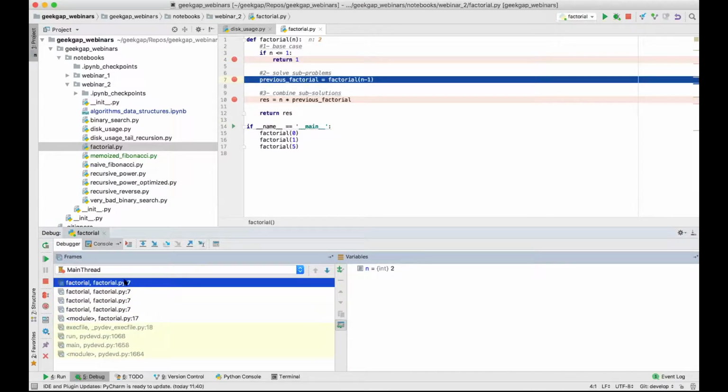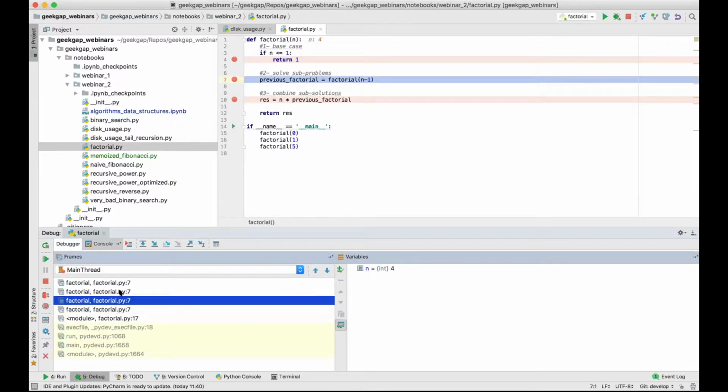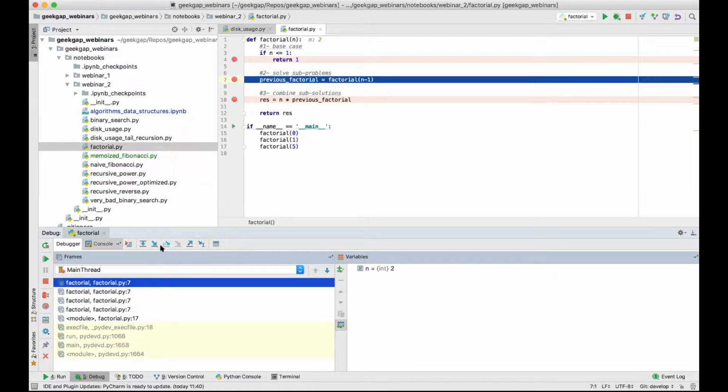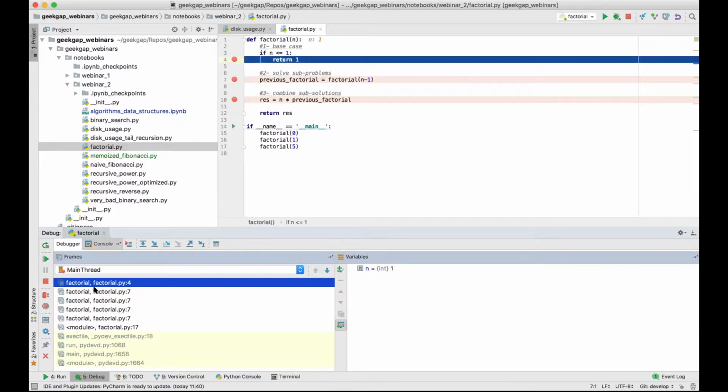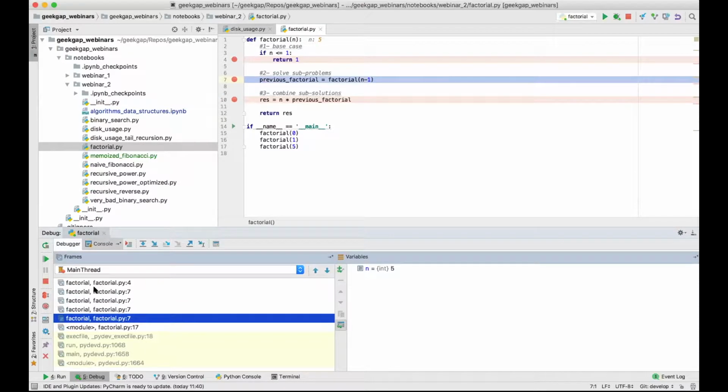As you can see here, the stack is growing, right? The stack is growing. So here we try to compute factorial of 5, 4, and 3, and 2. We keep adding things here. This is what we call a stack trace. And this will help us understand the memory complexity of recursive algorithms.